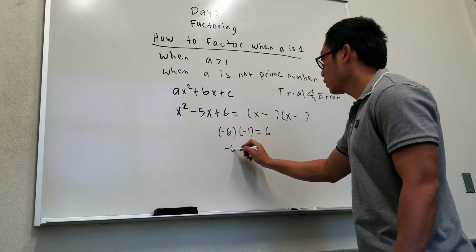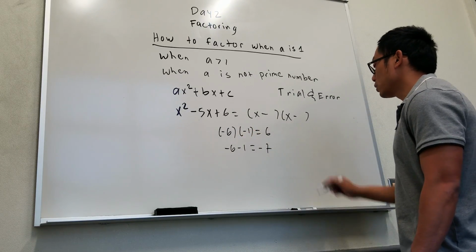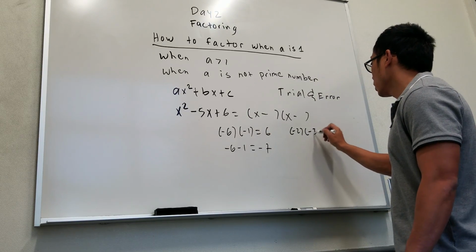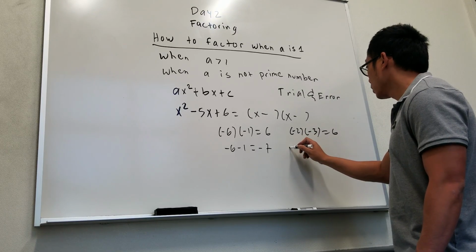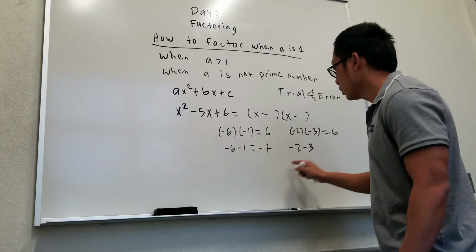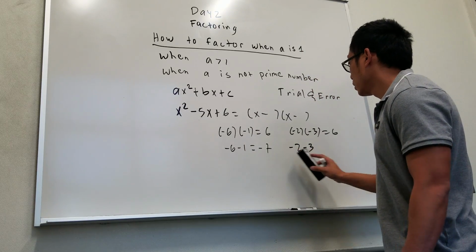But does that give us -5? No, it doesn't. So let's try another number. Let's try, how to get 6? I know -2 and -3. Right? So that gives us 6. So -2 plus -3. Right? You guys see that? Hope you guys see that.